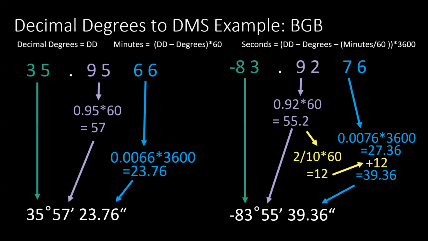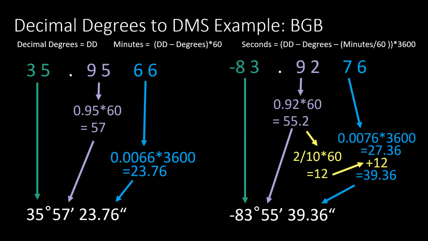In the second example, I did the same thing. I dragged down the degree value of -83. I multiplied 0.92 by 60 minutes and got 55.2. That 0.2 is no good. It's not a solid minute. I need to turn that percentage of a minute into seconds and then add it to the rest of the number of seconds. 0.2 is the same as 2/10. 2/10 times 60 seconds is 12 seconds.